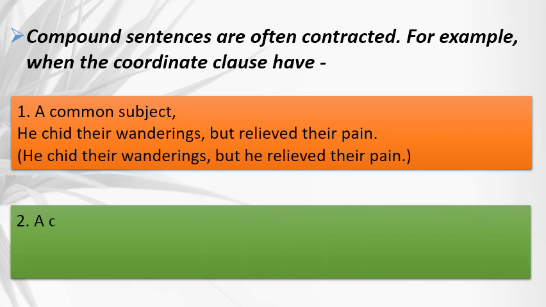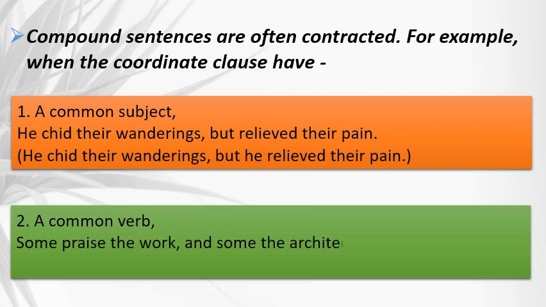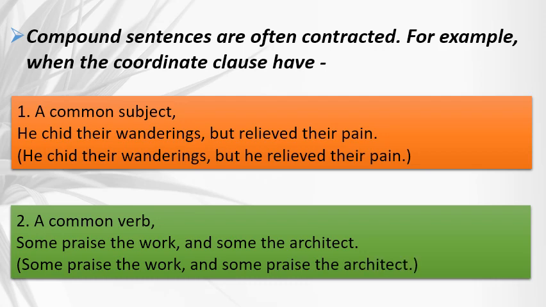Now let us see another point, a common verb. Same with the verb also. For example, some praise the work and some the architect. We can write down the same sentence like this also. Some praise the work, and some praise the architect. So to avoid the repetition of the same verb in the same sentence, we remove one verb from the sentence to make it easy.